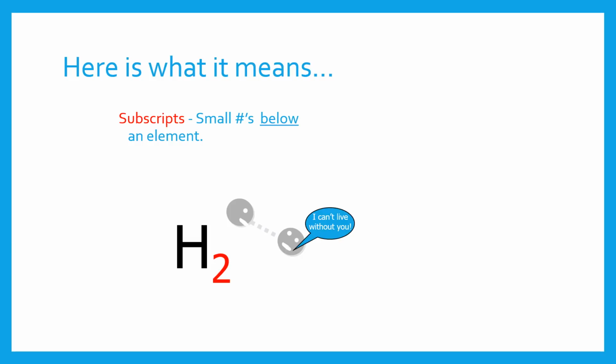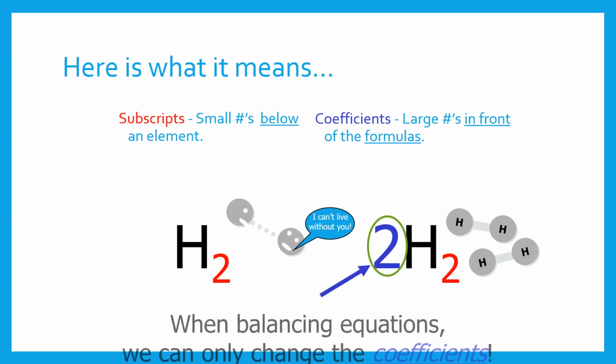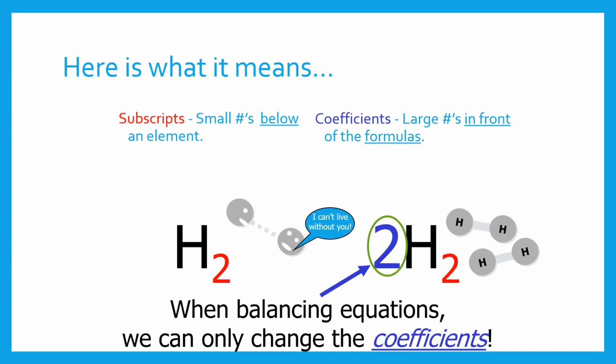Subscripts are the small numbers below an element, and the coefficients are the large numbers in front of the formula. We can't change the formula, but we can change the amount of a formula we put in. It's kind of like baking a cake. You can add a little bit more sugar, a little bit more flour, but you can't change what you're adding. I can't all of a sudden put in something else to try to change things. So in balancing equations, we can only change the coefficients.